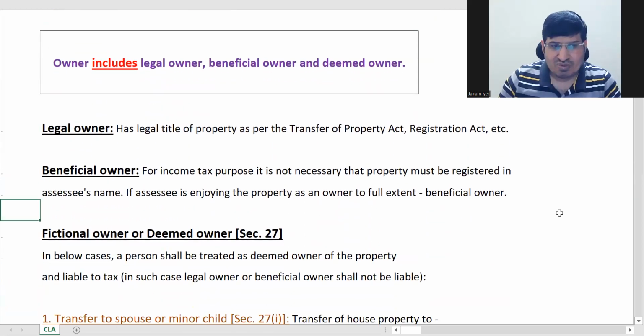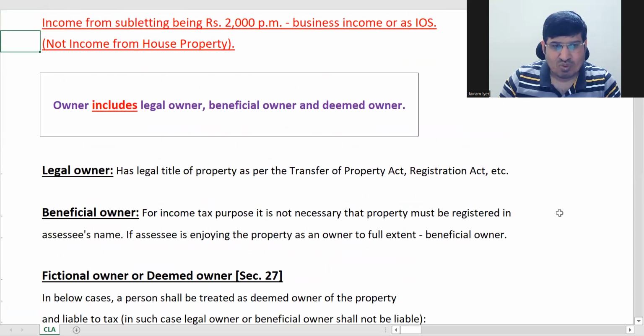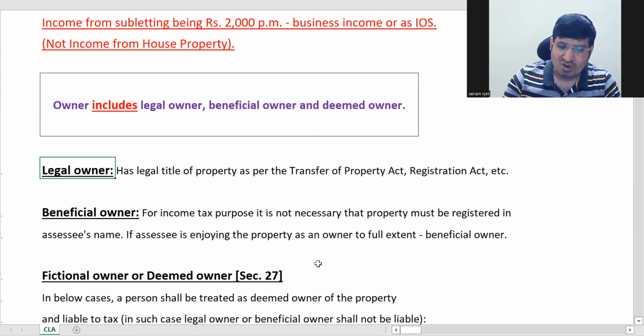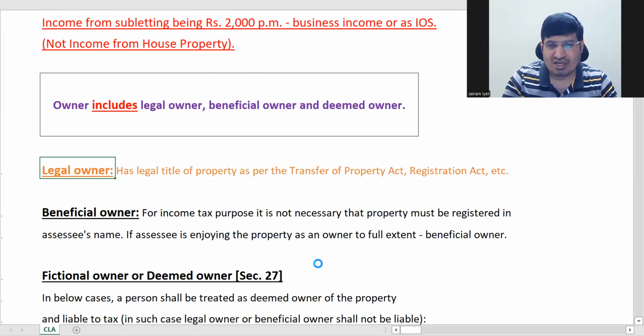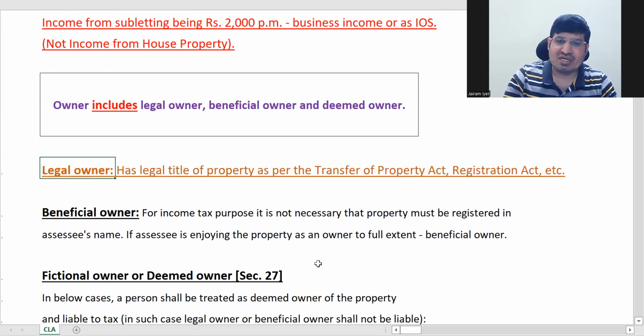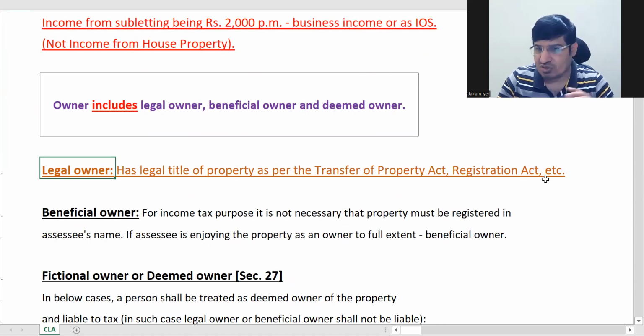Now owner includes legal owner, beneficial owner and deemed owner. Those are the three types of owners. Let us see one by one. Legal owner is what we all know. When you buy a property, you register it in your name, you become a legal owner. It is the Registration Act through which we get registration in most of the cases.